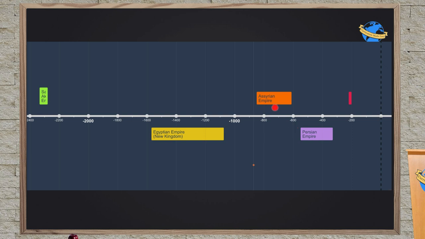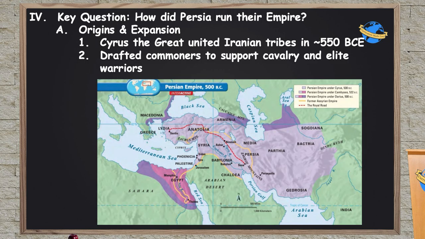But again, the Syrians kind of limp along, so there's some overlap here. It's not an immediate collapse. So the Persian Empire has its origins in around the year 550 BCE under the rule of Cyrus the Great, who unites the Iranian people in this region.